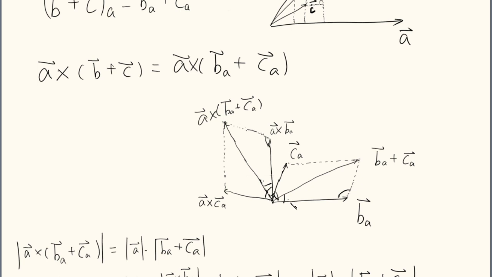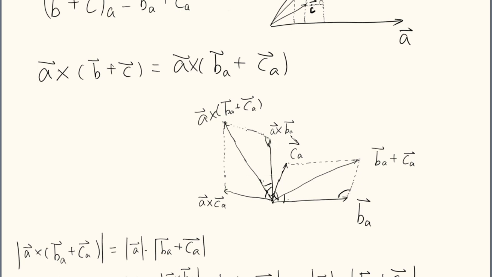Here we use the right hand rule, and we move from vector B sub A to the left by 90 degrees, and we will get the direction of this vector, and also we will get the line along the direction of vector A cross vector C sub A by rotating 90 degrees to the left from vector C sub A. And also we will get the cross product of vector A cross this.